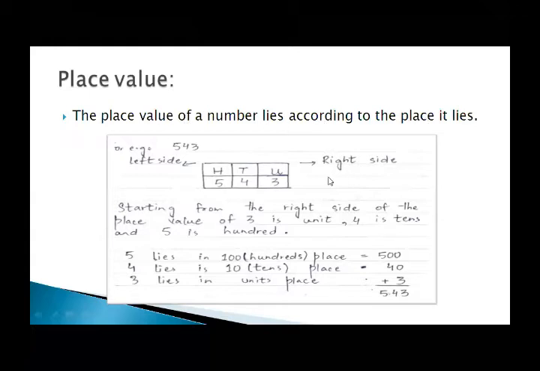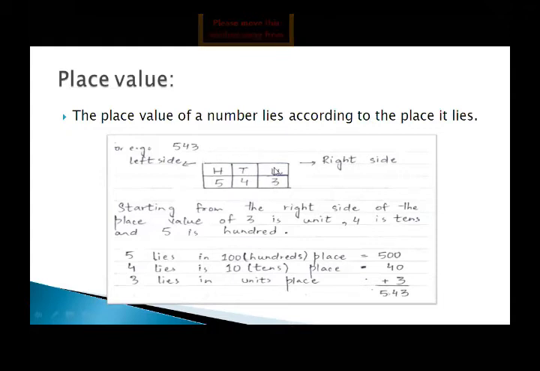So what's the place value of 3? Units. Here, units, tens, hundreds. 4 comes at the place of tens. What's the place value of this digit? Tens. 5 comes at the place of hundreds. So what's the place value of 500? In this way, you will understand this statement. The place value of a number lies according to the place it lies. It's the value, it's the place. Hope you all understand this statement, that the place value of a number lies according to the place it lies.